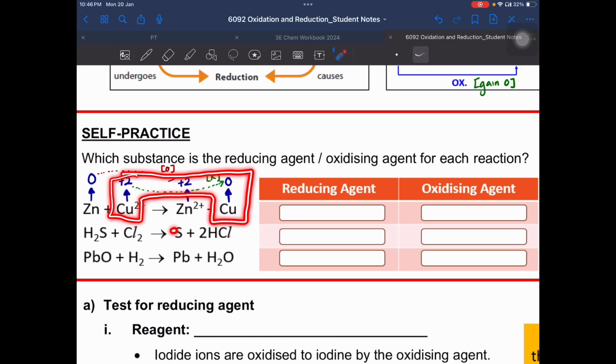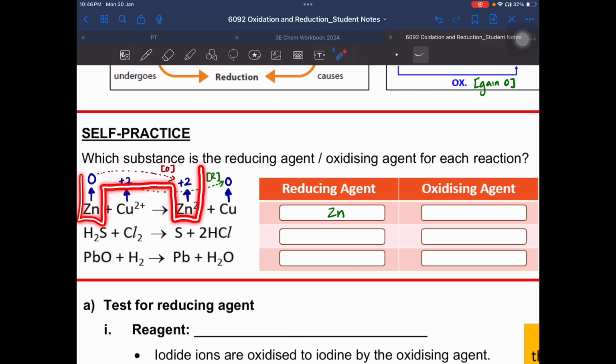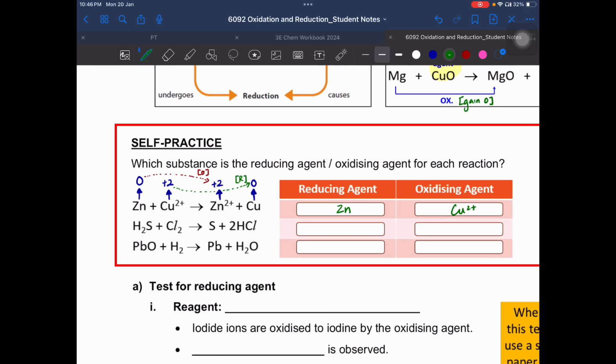So who causes copper to be reduced? It must be the zinc. Therefore we say that zinc is what we call the reducing agent. Now look at it from the perspective of the zinc. It went from an oxidation state of 0 to an oxidation state of +2. There is an oxidation. So who causes the zinc to be oxidized? It must be the other fella, which is the Cu2+, which is the oxidizing agent. So try the remaining two questions by yourself, and then we'll go through this with your teacher back in class.